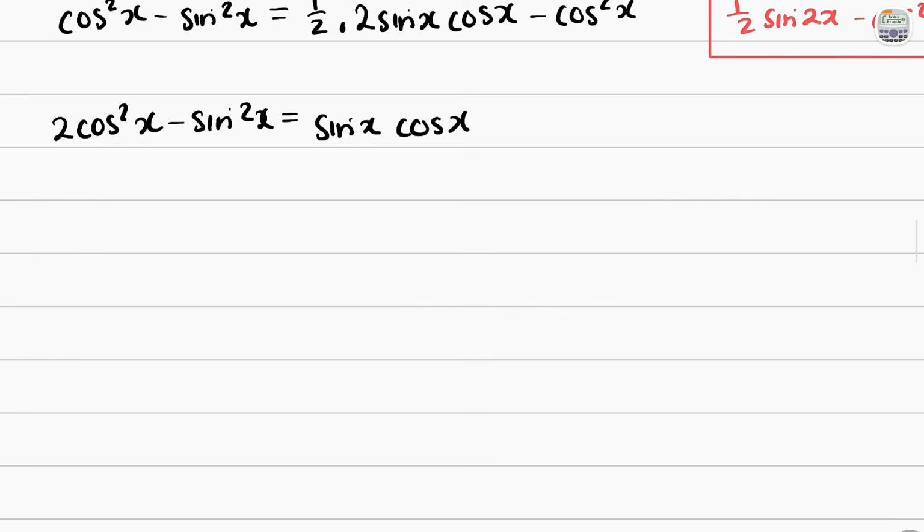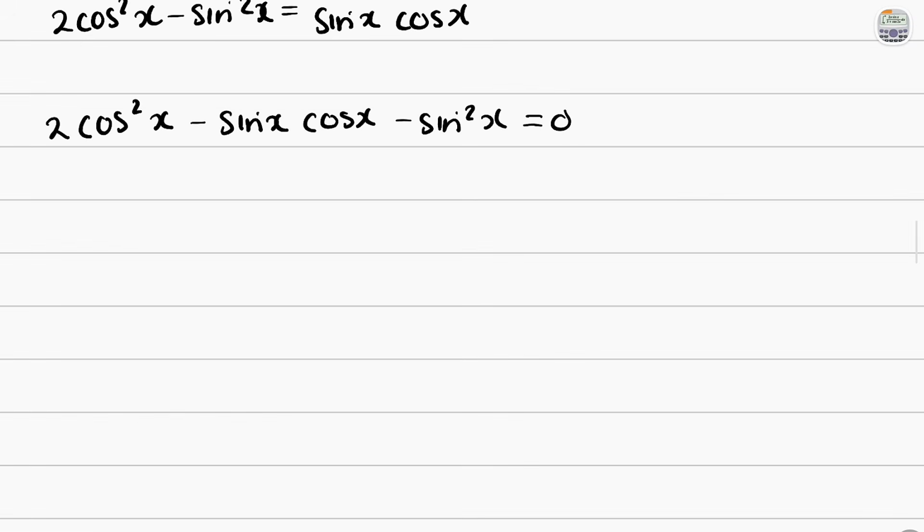Okay, I can see that this is going to become a trinomial. Let's just take this over. So this is 2 cos squared x. And then we can take this over, so put this in the middle because this will be the middle term. It's minus sine x cos x, and then the minus sine squared x. So the cos squared x is here, the sine squared x is here, and the one with both sine x and cos x is in the middle. And then it is equal to 0 because there's nothing left on that side.